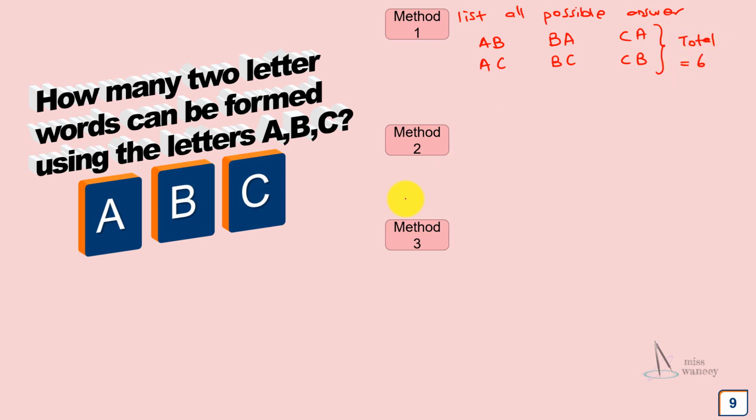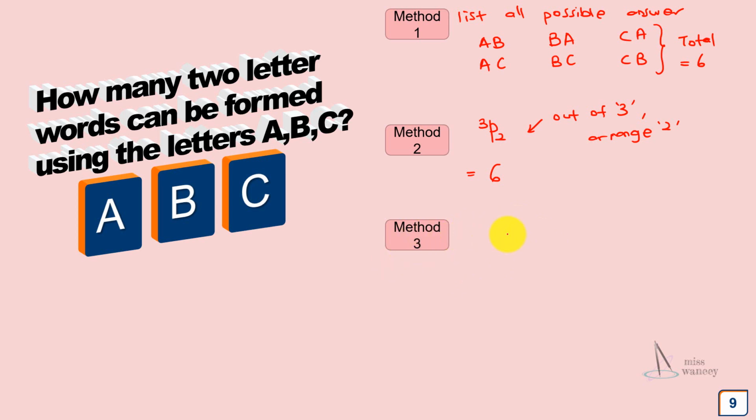Okay, so since we simply need to choose 2 out of 3, we cannot use 3 factorial, but we can actually use 3P2. So what we mean over here is out of 3, we are going to arrange 2. So if you use your calculator, you should be able to see that 3P2 is actually equal to 6.